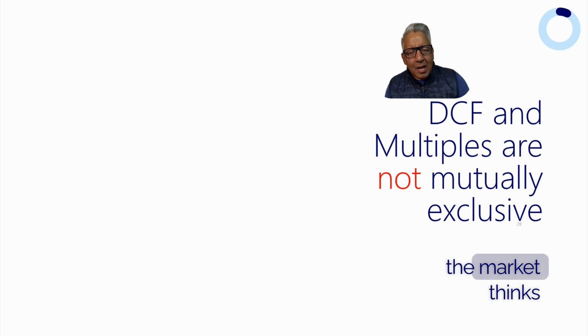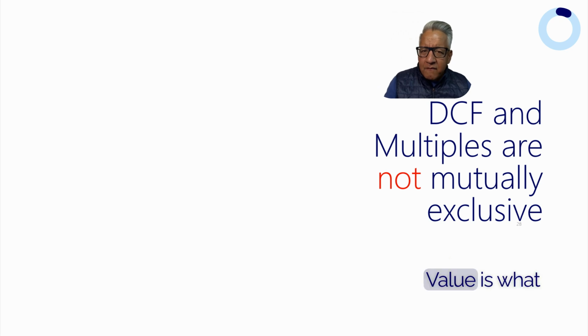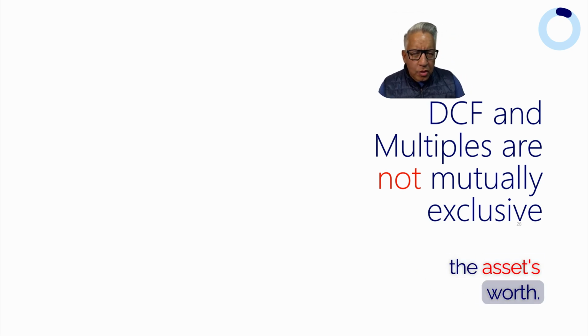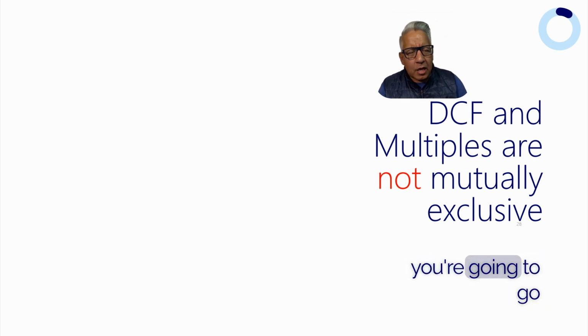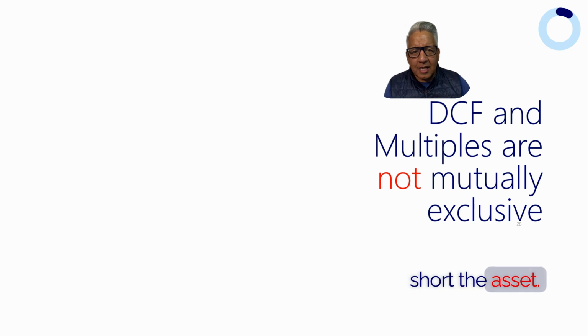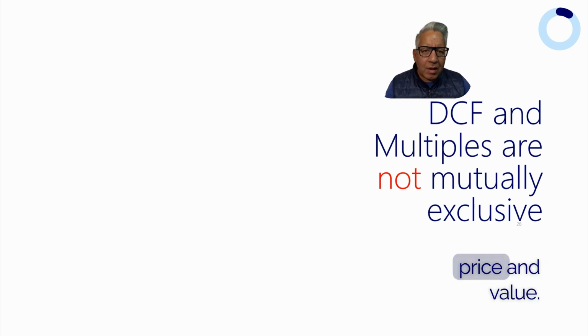Price is what the market thinks the asset's worth. Value is what you think the asset's worth. And you need these two lenses in order to establish whether you're going to go long the asset or short the asset, because there's a disconnect between price and value.